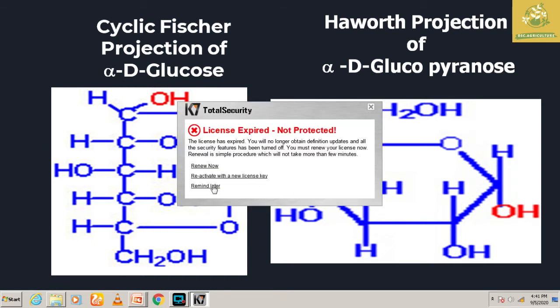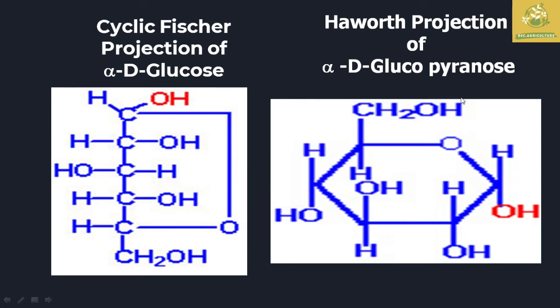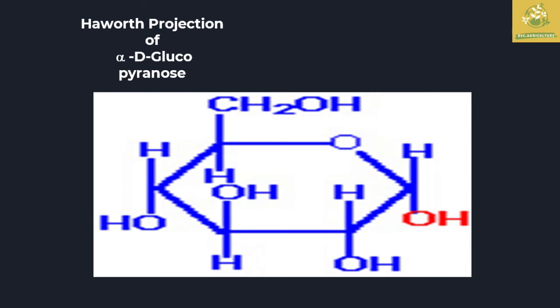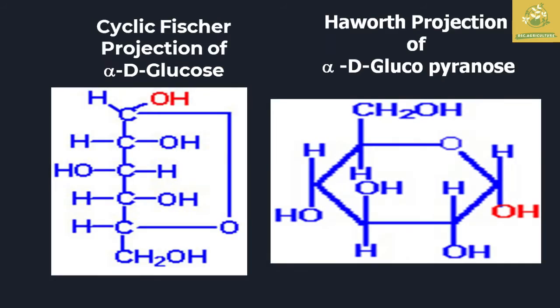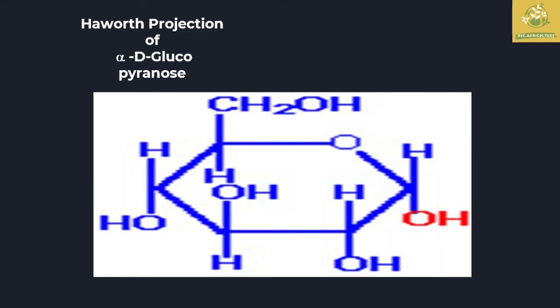Complete cyclic structure of glucose compound. I must tell that the Haworth projection of alpha D glucose pyranose is a more stable structure than the cyclic Fischer projection. So the Haworth projection of alpha D glucose pyranose is a fixed as well as standard projection.